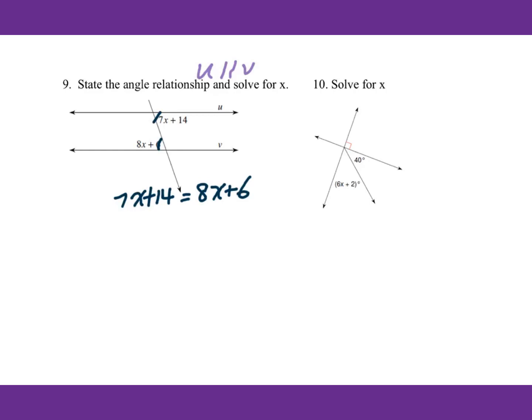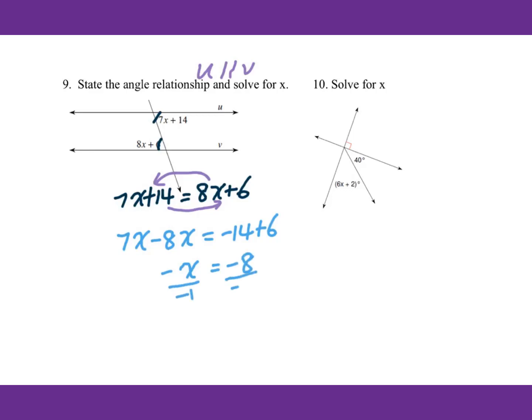Make sure to isolate the variable on one side. That means you can move 8x to the left side and 14 to the other side. Then you need to change the sign. 7x minus 8x equals negative 14 plus 6. Negative x equals negative 8. Divided by negative 1, you get x equals 8.